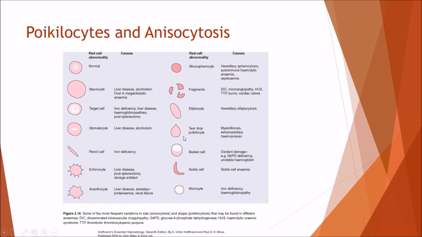Also, some of the most characteristic shapes you'll see are teardrops. So this is a poikilocyte. This is where the term poikilocyte comes from, meaning abnormal shapes. This could be as a result of myelofibrosis and extramedullary hematopoiesis. And one that a lot of people will see under microscopy is sickle cell anemia. When you have sickle cell anemia, you're going to have these sickle shapes, and that's where the name sickle cell comes from, because the red blood cells are literally in a sickle shape.